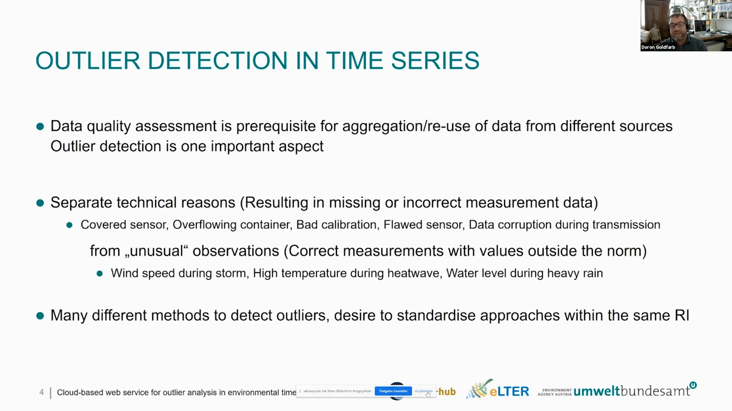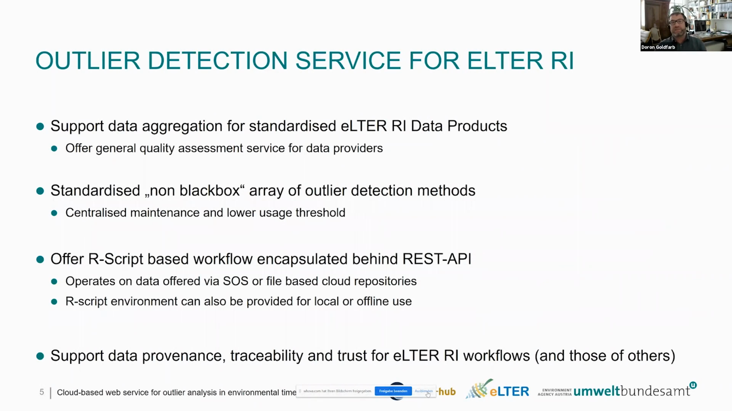And so in that case, of course, considering individual researchers or measurement sites using probably very different methods to detect outliers, there is a strong desire to standardize such approaches within the same research infrastructure. And so this led to the idea of creating a centralized outlier detection service for the eLTER-RI, in order to support data aggregation for standardized eLTER-RI data products, but also offer a general quality assessment service for data providers, even beyond the eLTER research infrastructure.